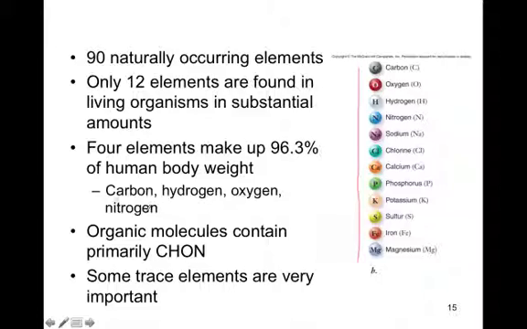96.3% of those are carbon, hydrogen, oxygen, and nitrogen. By far the most prevalent elements in life. They are our organic molecules, and we can call them CHON. There are some other trace elements that are very important, noted in the chart over here. Most of them are used in biological pathways. We may examine some of them in this semester, but primarily the CHON elements are of interest to us.